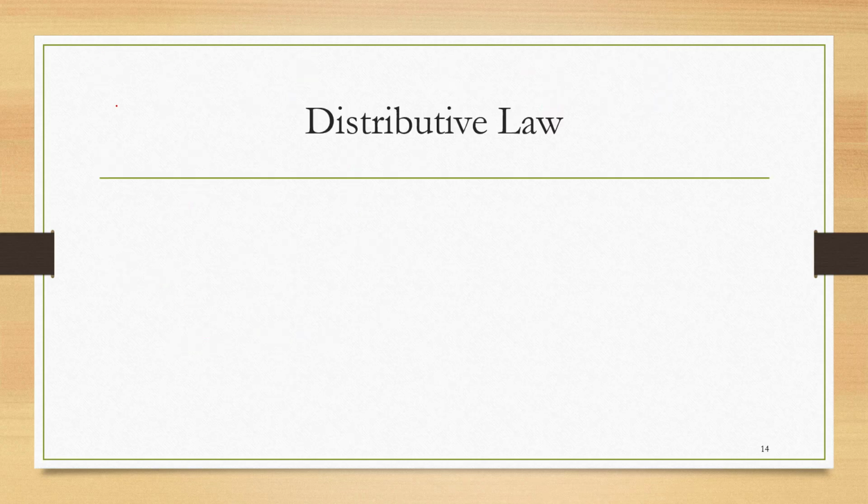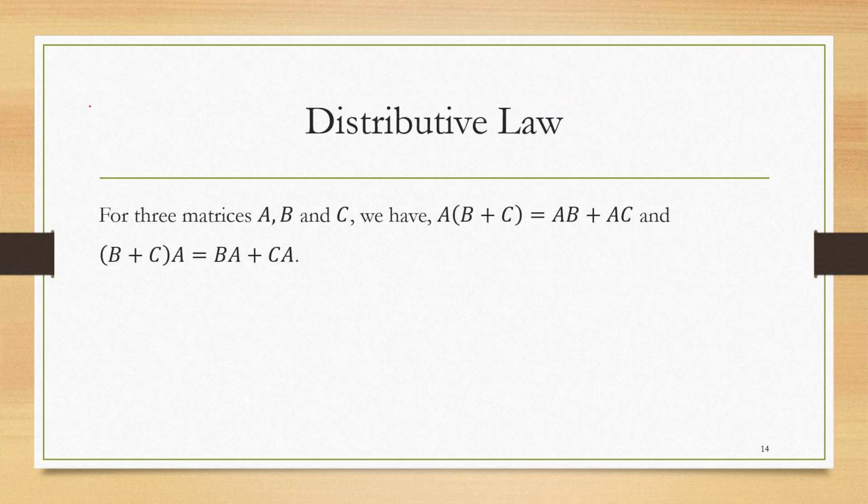Distributive law. Distributive law is for 3 matrices A, B and C, we have A into B plus C. That is, matrix multiplication is distributive over the matrix addition. Now this law is giving us a relation between addition and multiplication. So A into B plus C is the same as AB plus AC. And B plus C into A is the same as BA plus CA. Now, one of them I am going to elaborate through the examples.